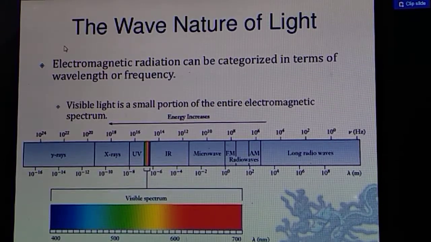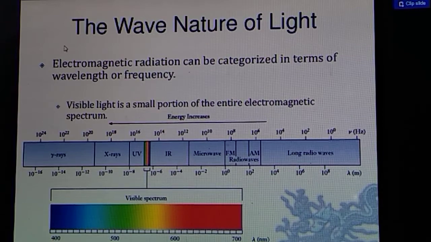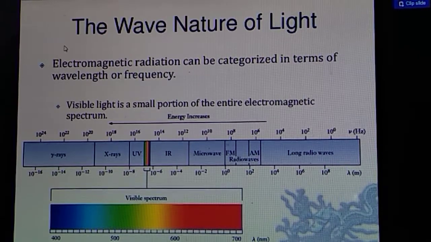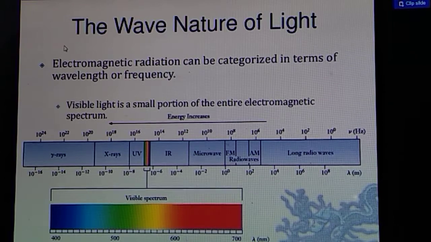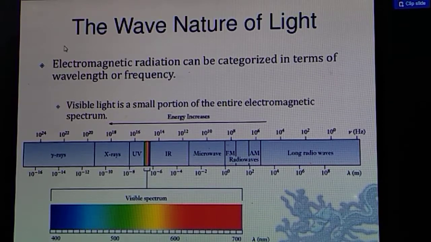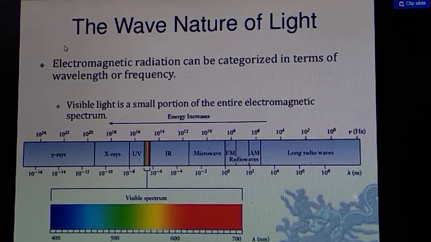Wave nature of light: electromagnetic radiation can be categorized in terms of wavelength or frequency. Visible light is a small portion of the entire electromagnetic spectrum. There are different types of rays: gamma rays, X-rays, ultraviolet rays, microwaves, FM, radio waves, long radio waves, and the visible spectrum. That is the wave nature of light.